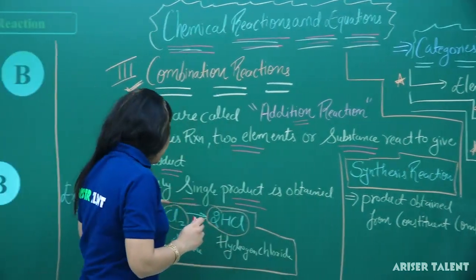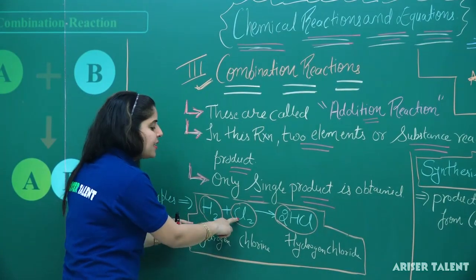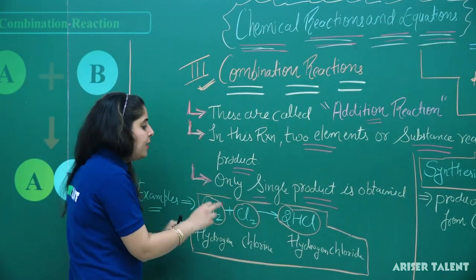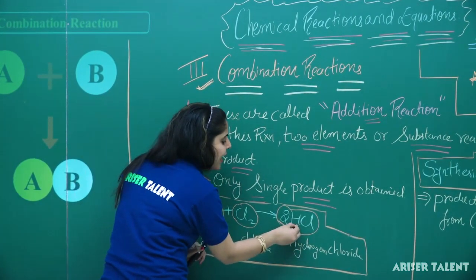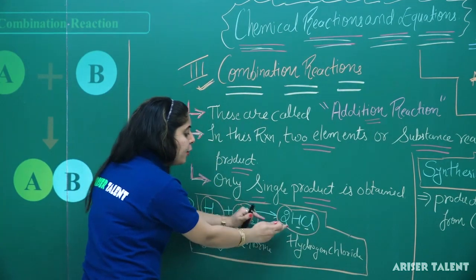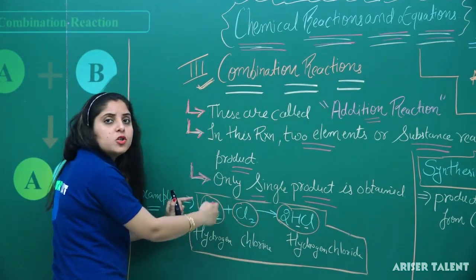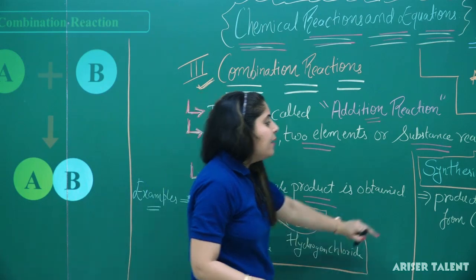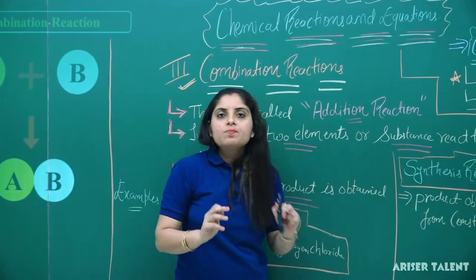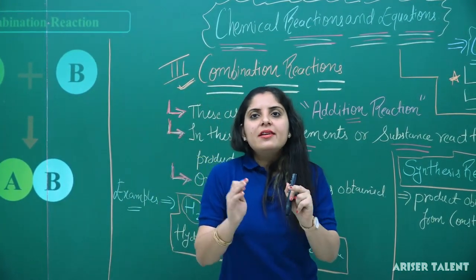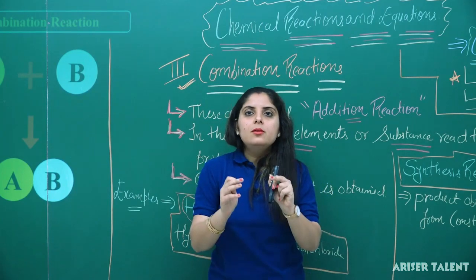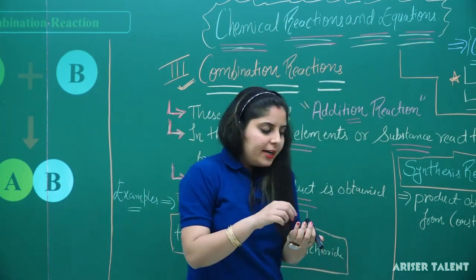So look at the example: H2 and Cl2 will give us hydrogen chloride. On the product side again we will get H and Cl. So the product obtained here is from the constituent elements, so we can say that this is a synthesis reaction. It means all addition reactions are synthesis reactions, but all synthesis reactions are not addition reactions.